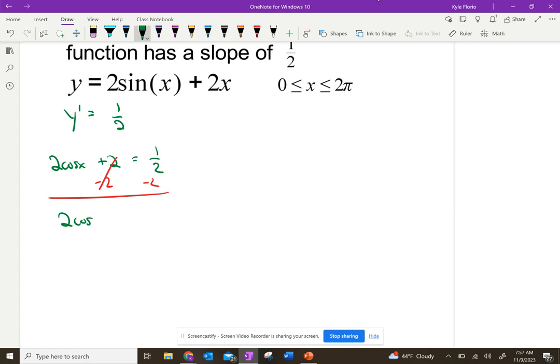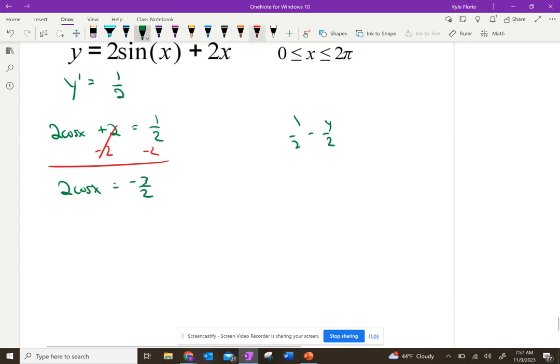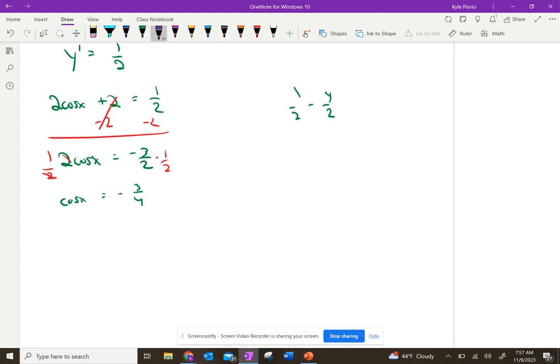We get 2 cosine x equals 1/2 minus 2, which is negative 3/2. Divide both sides by 2, or take a half of both sides. So then we get cosine x equals negative 3 over 4. The unit circle is not going to help here, because negative 3/4 is not on it. It's not like if it was 1/2, square root of 3 over 2, or root 2 over 2, that would be okay, but negative 3/4 isn't one of those points.